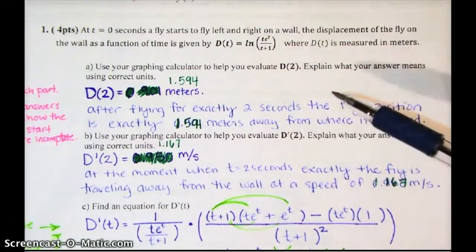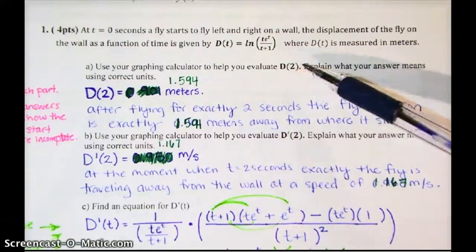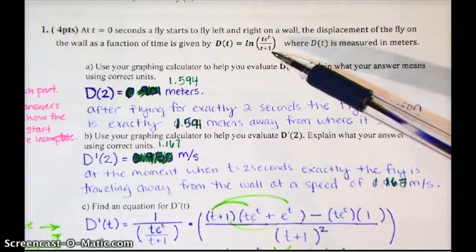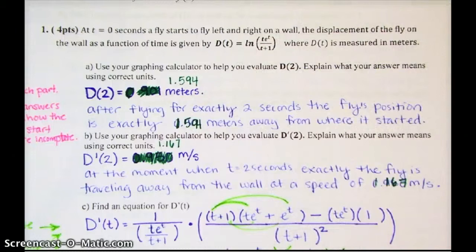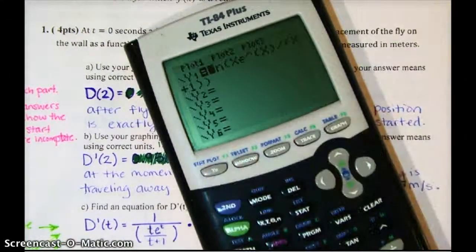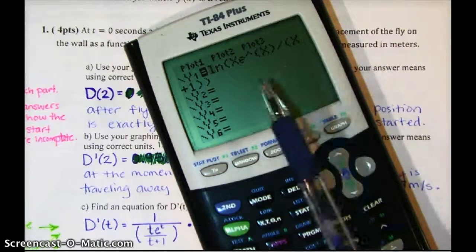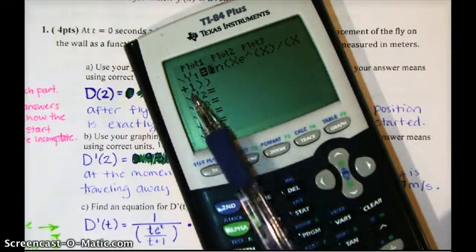The first part, A, said use your graphing calculator to help you evaluate d of 2. So the first thing you needed to realize is that d of 2 basically means to take 2 and plug it into this expression. Since you have a calculator, that's just a simple evaluate thing. Now, because this is a multi-part question and I anticipate using the equation multiple times, what I did was I went to y equals and I typed in the equation there. And this is what it looks like. Double check that you have parentheses around the denominator, x plus 1. I think if you plugged it in wrong, that might have been what messed you up.